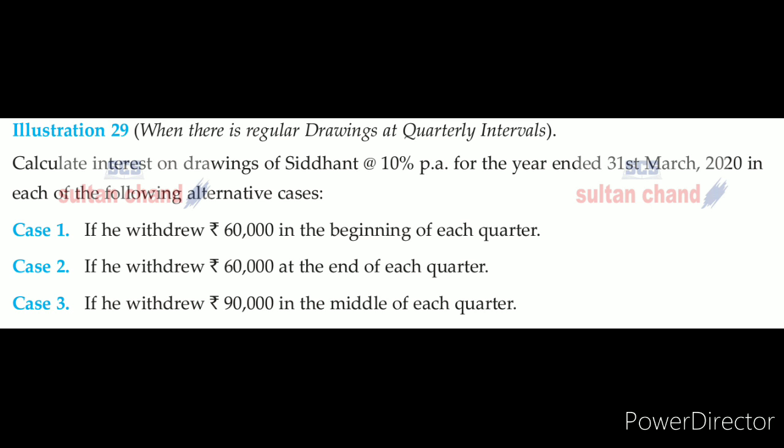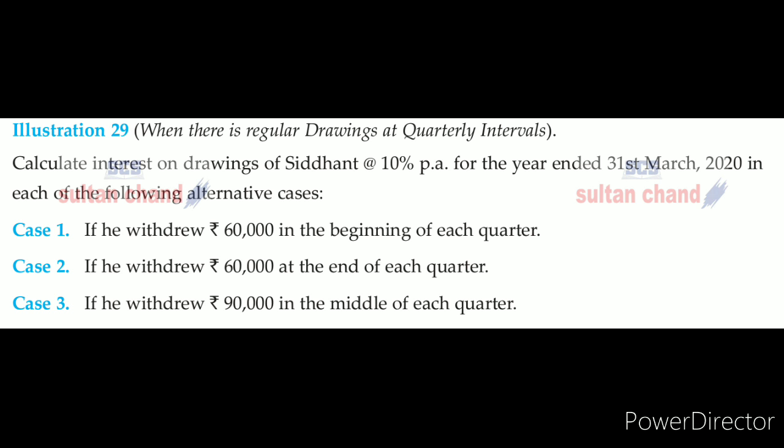Total drawings for the first case, if he withdrew rupees 60,000 in the beginning of each quarter, that is 60,000 multiplied by 4, because 4 quarters equal 12 months, which is 1 year. 1 quarter is equal to 3 months only. So 4 into 3 are 12. So 60,000 will be multiplied by 4 and we will get the answer 2,40,000.